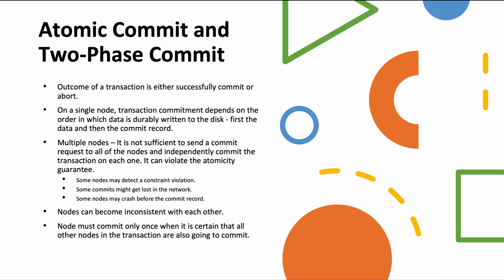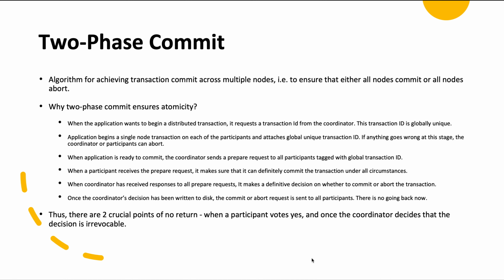How can this happen? Some nodes may detect a constraint violation, some commits might get lost in the network, and some nodes might crash before the commit record was successfully written. In this case, nodes become inconsistent with each other, and we should only commit when it is certain that all the other nodes in the transaction are also going to commit. Let's understand more about two-phase commit. Two-phase commit is an algorithm for achieving transaction commit across multiple nodes, that is, to ensure that either all the nodes commit or all the nodes abort.